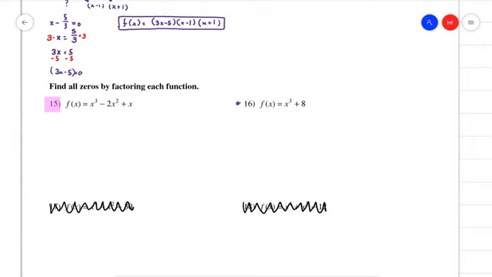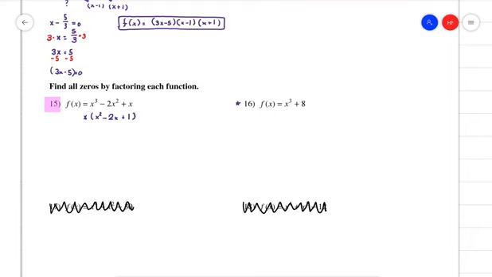So on number 15, we are finding all the zeros by factoring each function. On number 15, I've got x cubed minus 2x squared plus x. So what I want to do is find a GCF if I can, and I see that each term has an x on it. So I'm going to take that out and reduce each by an x.